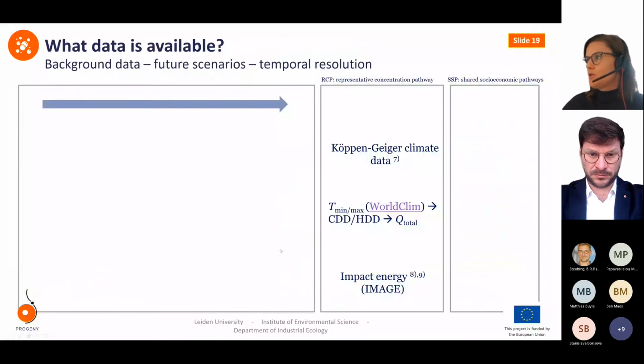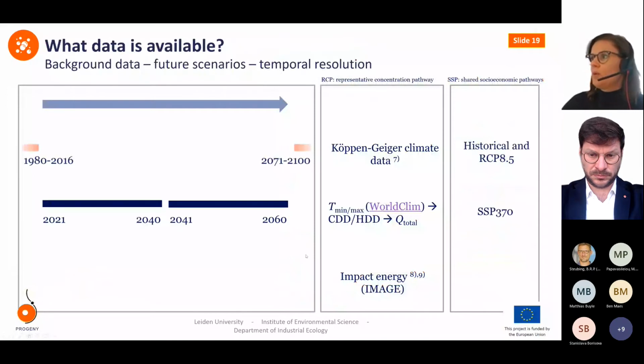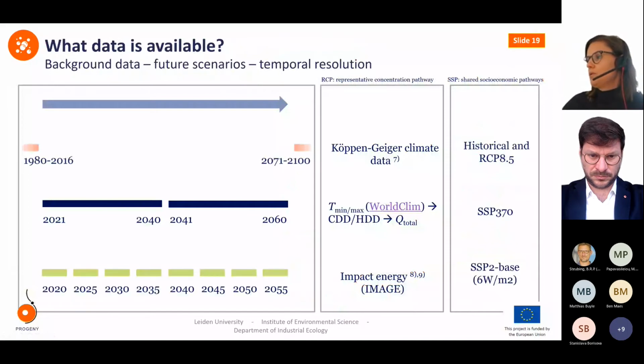To project everything into the future, we try to be as consistent as possible. We used Köppen-Geiger climate data. Then from WorldClim, we were able to get temperature data from which we could derive the energy demand for heating and cooling. And then we used the superstructure for the impact of the energy mixes.